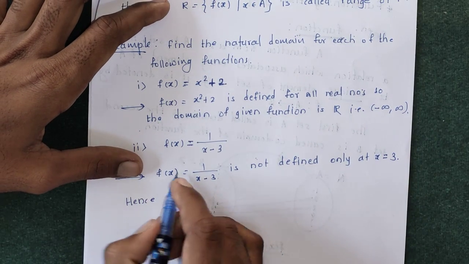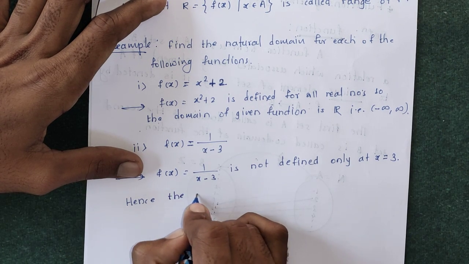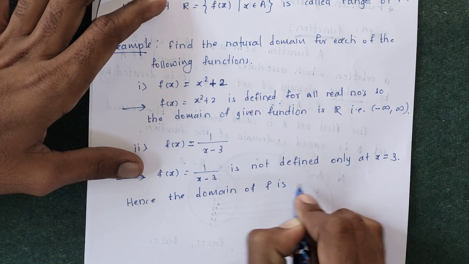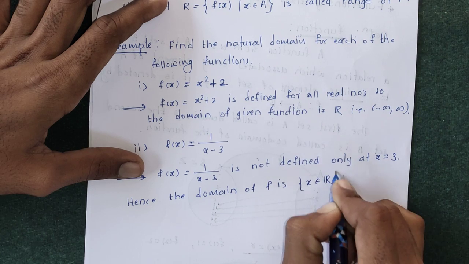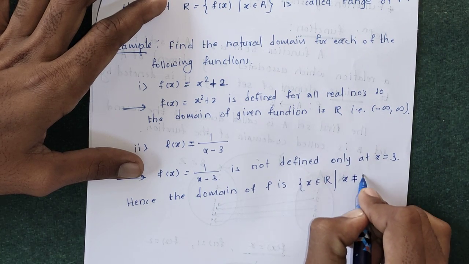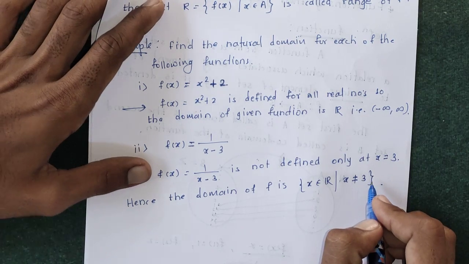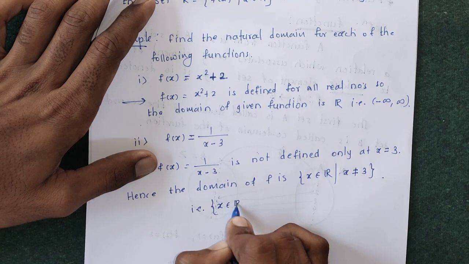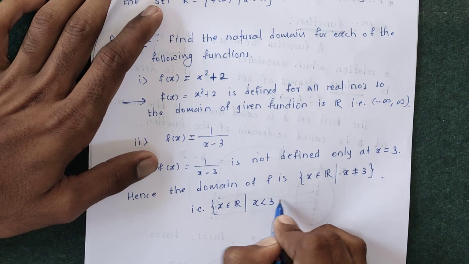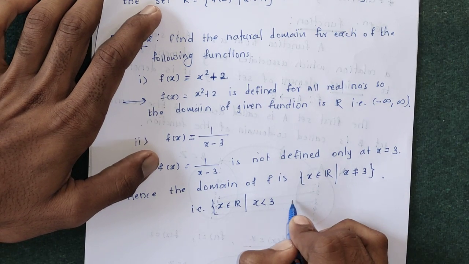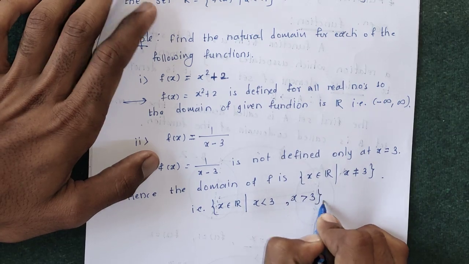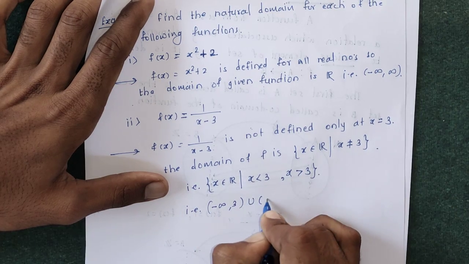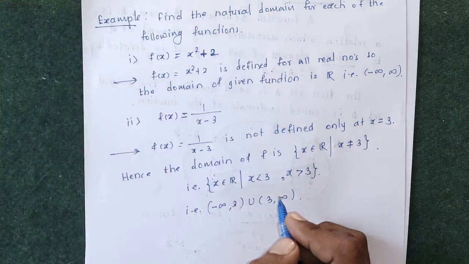Hence the domain of f is the set of all real numbers except x equal to 3. So this domain can be written as x belongs to R such that x is less than 3 and x is greater than 3, or we can write it as minus infinity to 3 union 3 to infinity. This is the domain of the given function.